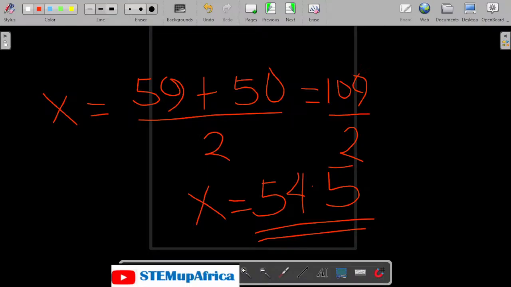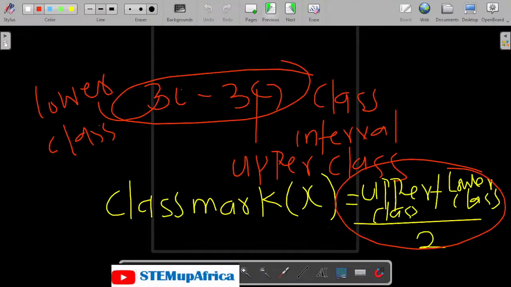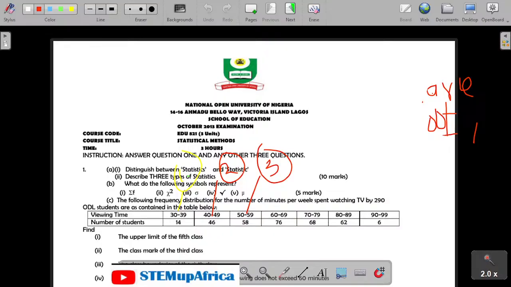So I believe it's understood. If you want to find your class mark, you add upper class plus lower class, you divide it by 2. It depends on the class mark they are asking for. Like they are asking for the third class, so I will start counting from the beginning to get the third. The third is 50 to 59. Divided by 2, that will give us 54.5.